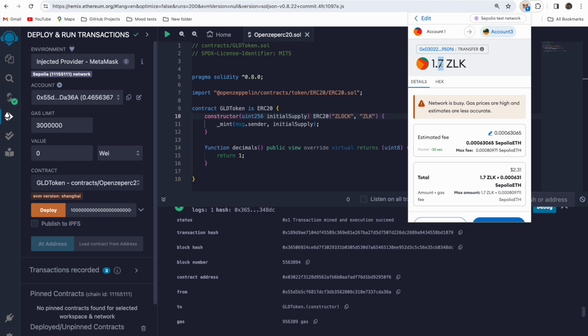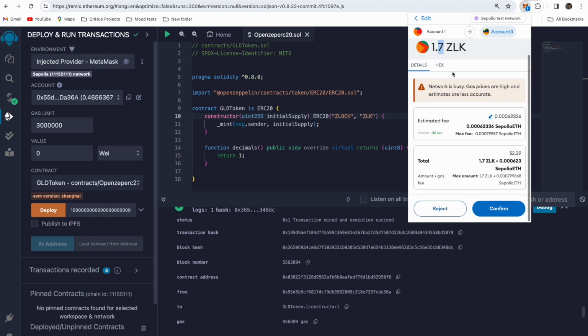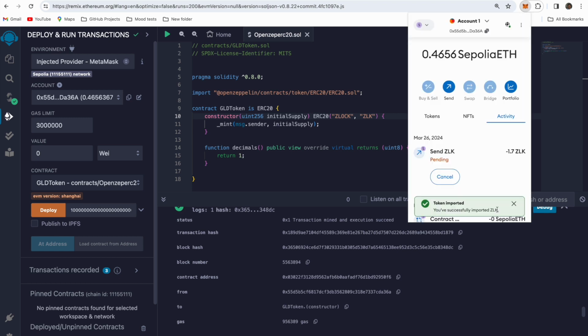Now, why is this happening? This is not a problem. The reason this is happening is because I have told my smart contract to truncate everything to 1 decimal place. And that is why this is happening. Now it has automatically truncated it. So this is what is going to be sent to the other account. If I hit confirm, that's the amount that will go into account number 3.